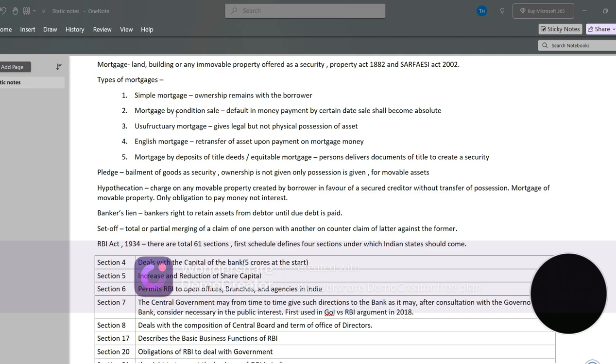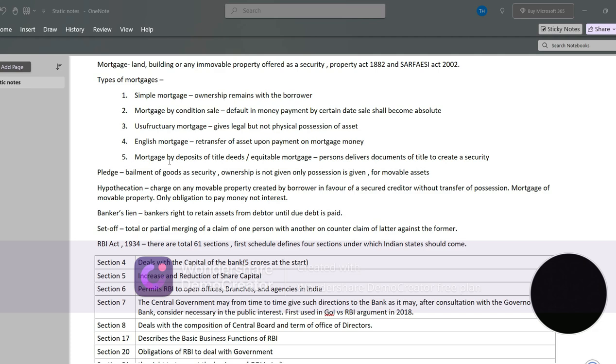Second is mortgage by conditional sale, in which if they default in the payment within the specified amount of time, then the sale of the mortgaged property becomes absolute. And the third is usufructuary mortgage. It gives the legal right but not the physical possession of the asset to the lender. Fourth is English mortgage. It means the retransfer of the asset upon payment of the mortgage money. Before the mortgage money is paid, the physical possession of the asset is with the lender.